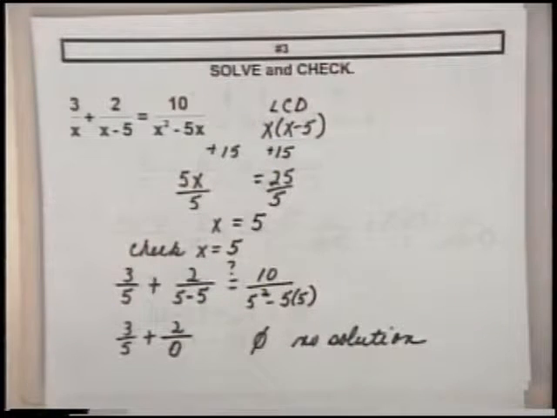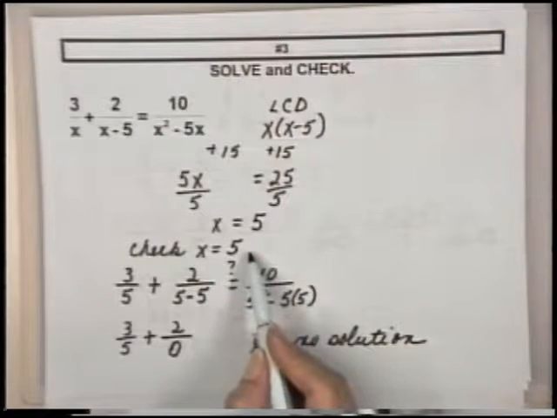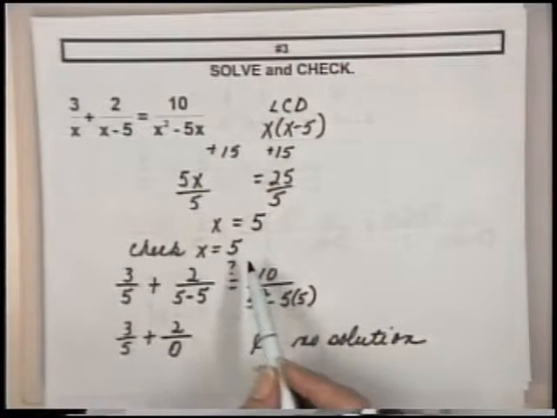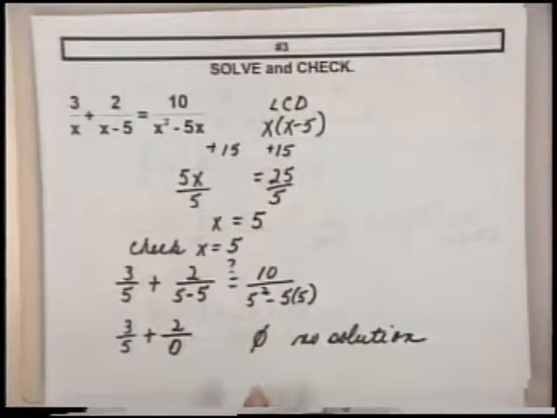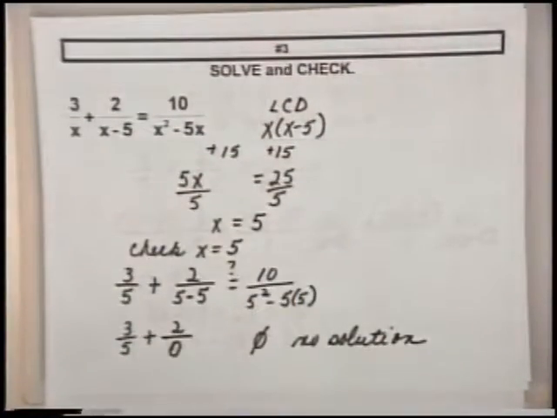Another important concept emphasized is that whenever we multiply through by an LCD which contains the variable, it is possible that a solution will be introduced into the resulting equation which is not a solution of the original equation. Such a solution is called an extraneous solution. X equals 5 is an extraneous solution for the original equation, and that's why there is no solution for the original equation.